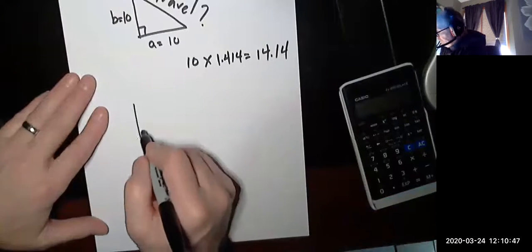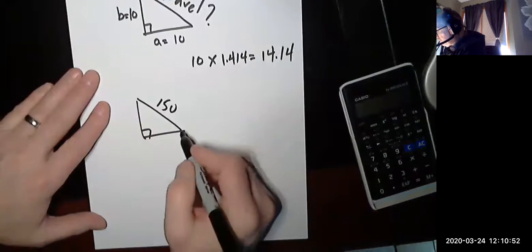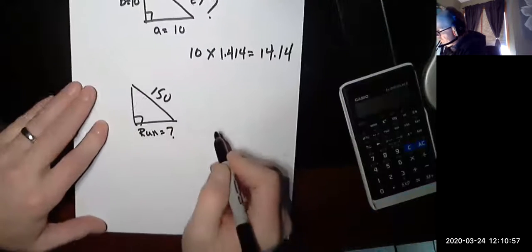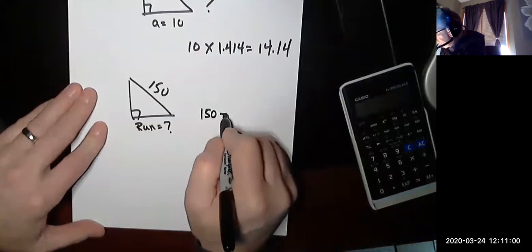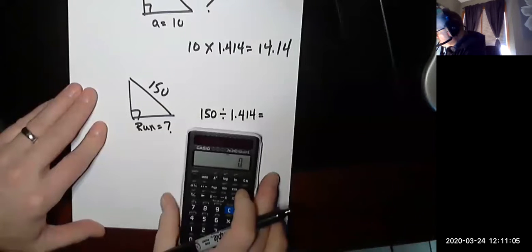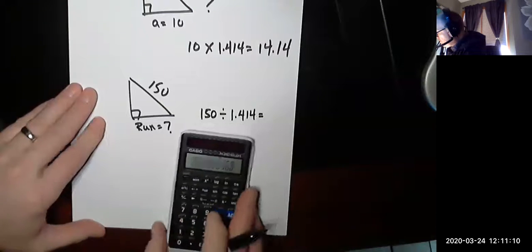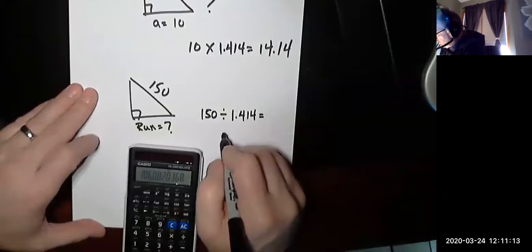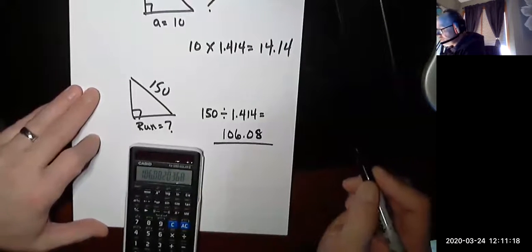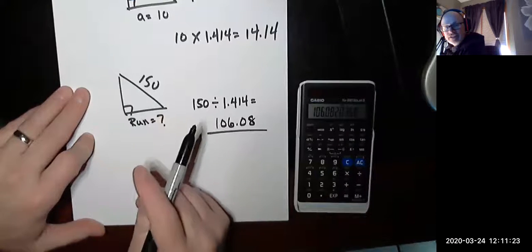So let's do a different one. If I had a right angle triangle and I said the travel was 150 mils, how much is the run? We can now take 150 and divide it by 1.414. And then the run would equal 106.08. So we use this a lot in the trade. We use this. So there's a couple of examples.